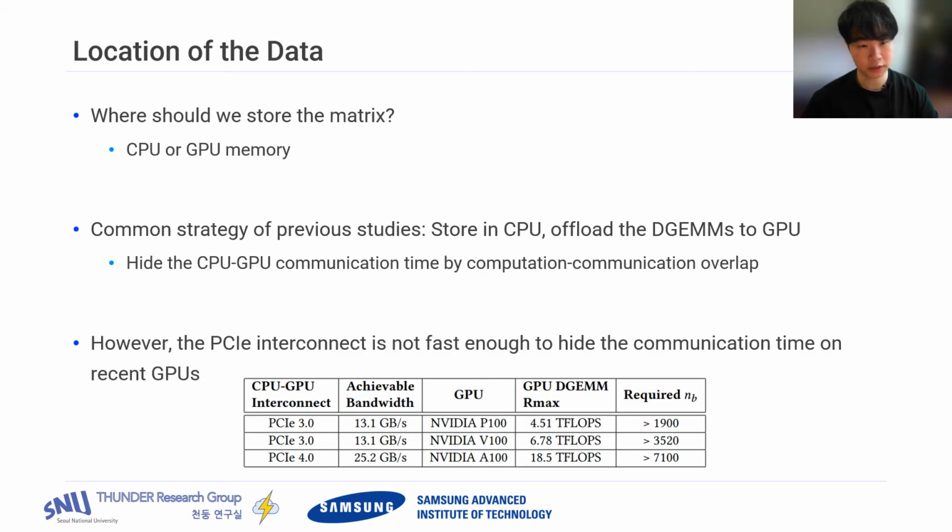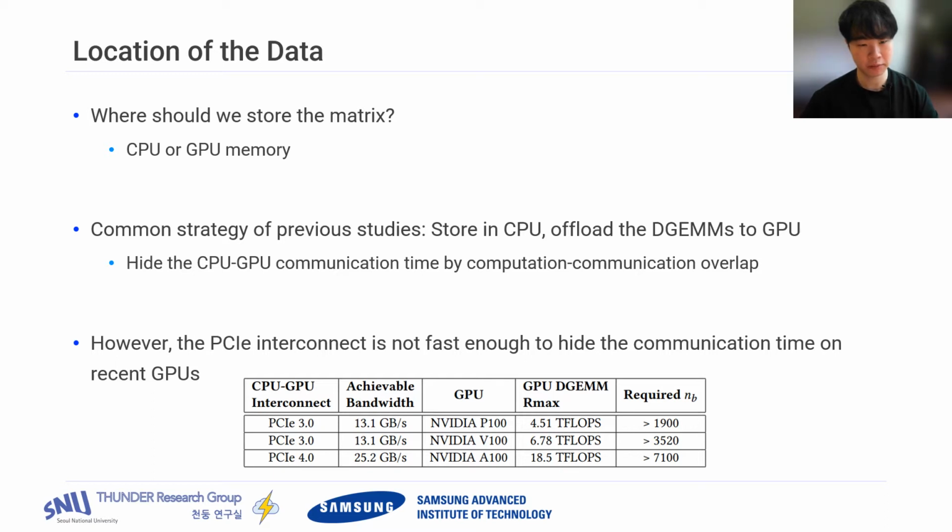First, we must decide where to store the matrix data. We can use CPU or GPU memory to store it. A common strategy of previous studies was to store the entire matrix in CPU memory, then offload the DGEMM computations to GPU. They hide the CPU to GPU communication time by overlapping the communication with DGEMM computation. However, we noticed that the PCIe interconnect is not fast enough to hide the communication time on recent high-end GPUs.